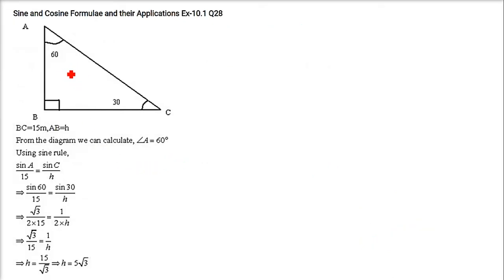Here we have a triangle. In this triangle, what happens? There was a tree. Now this tree broke from here. This angle is 30 degree. This is a right angle because the tree is upright. So this will be 60 degree. Now we are going to use the sine rule. We have to find out the height of the tree.